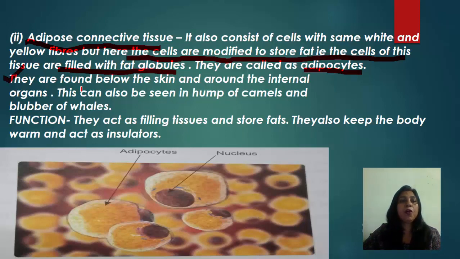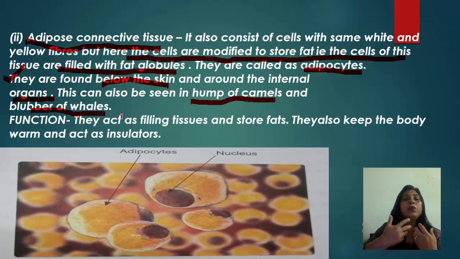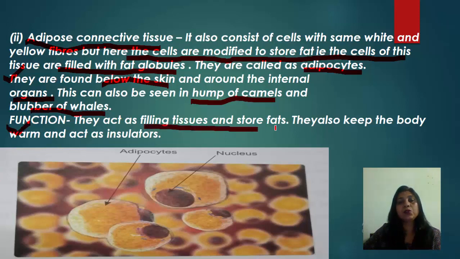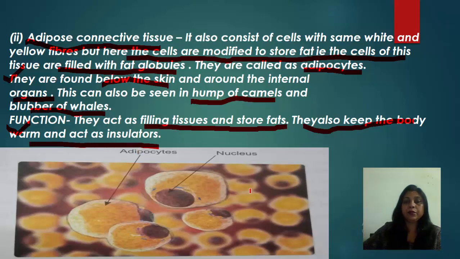Where is this tissue found? It is found below the skin and around the internal organs. This can also be seen in the hump of camels and the blubber of whales, and blubber is also found in many Arctic animals. So this is also made up of adipose connective tissue. Now what is the function of this adipose connective tissue? They act as filling tissue and store fats. They also keep the body warm and act as insulators.